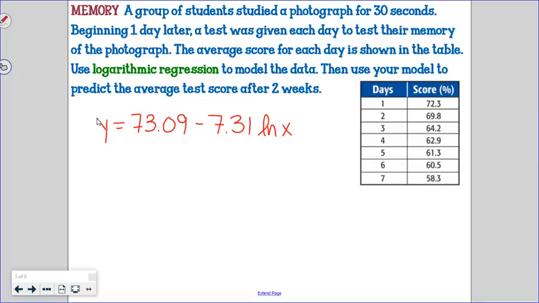Okay? And then they do this, I put this one in the notes. It's a very basic example, but sometimes on these problems, they will try to trick you by giving you a question in a different unit than what you created your function in, right? So when they asked us, use your model to predict the average test score after 2 weeks, what did you guys actually plug into your function? 14, because our table was in days.